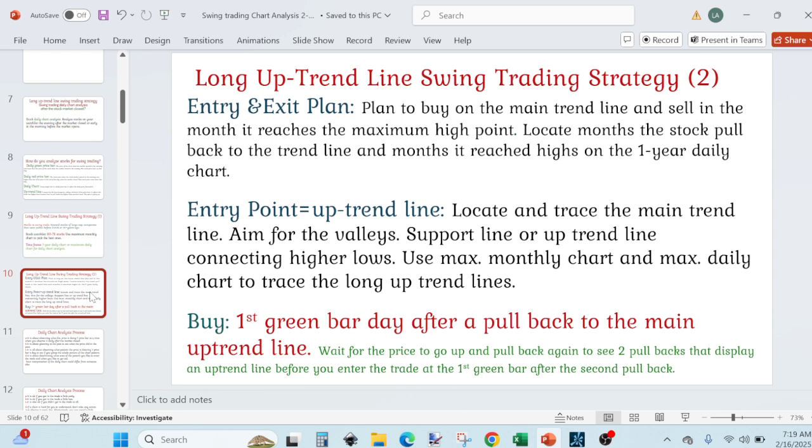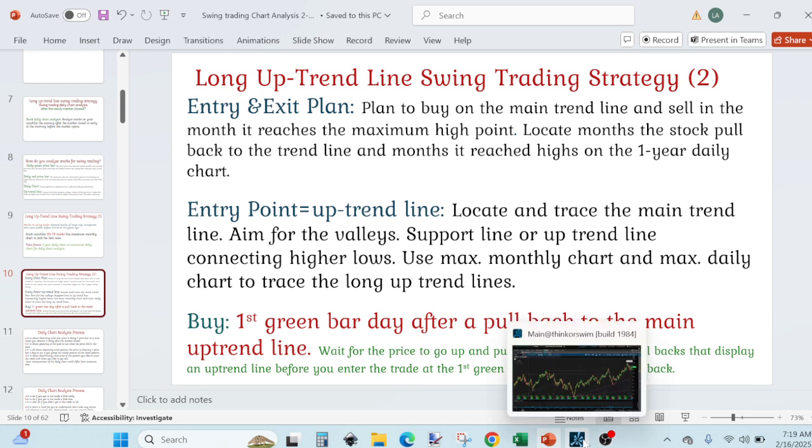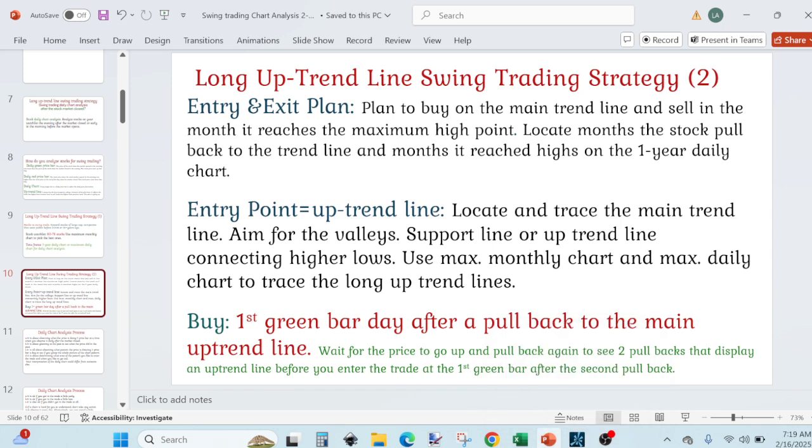And the maximum daily chart allows us to have a big picture of the design that the price is drawing, to see if there is a pattern that we can anticipate will happen again when we are deciding to buy or to sell. So, we have our entry point, which will be on the trend line, and we pretty much buy after a pullback or two to the trend line, around that trend line.